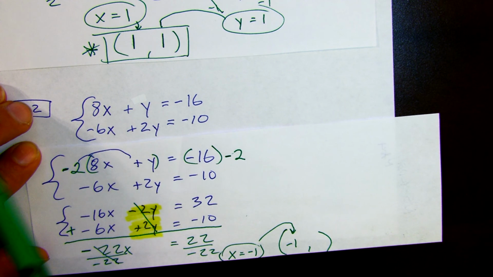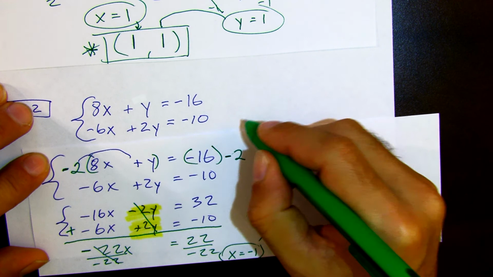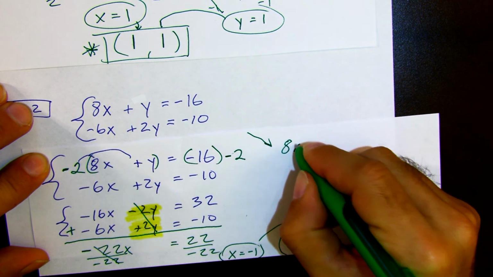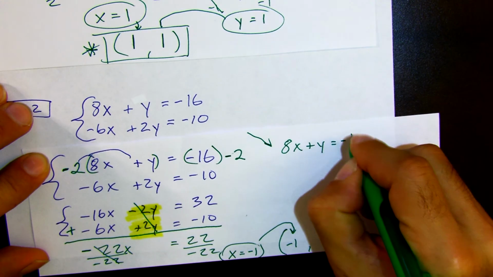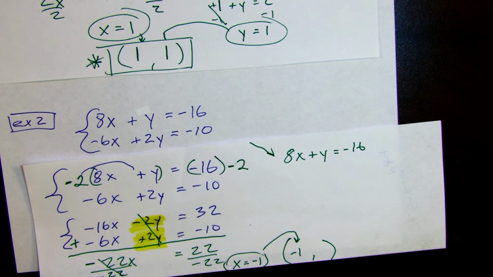It's positive y as my answer, so there'll be less steps to do. So I'm going to take that one down here. 8x plus y is equal to negative 16. Remember, it's your choice which one you plug into. So just make sure you're making your life as easy as possible.